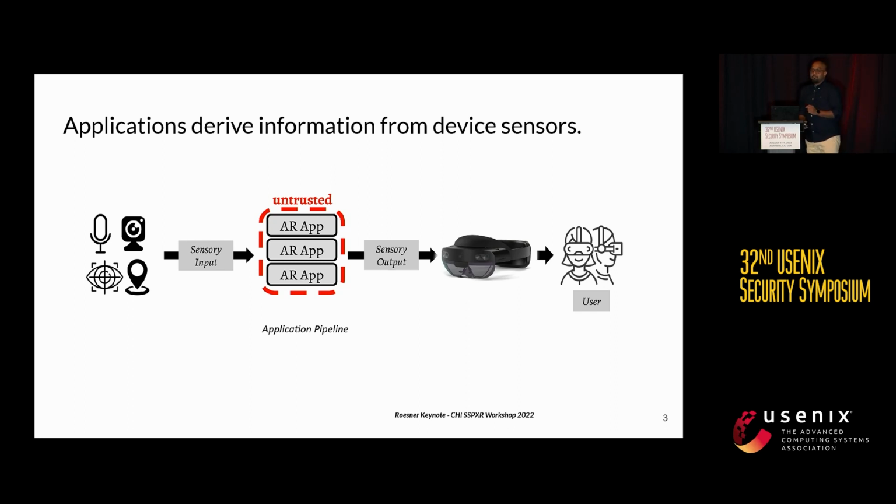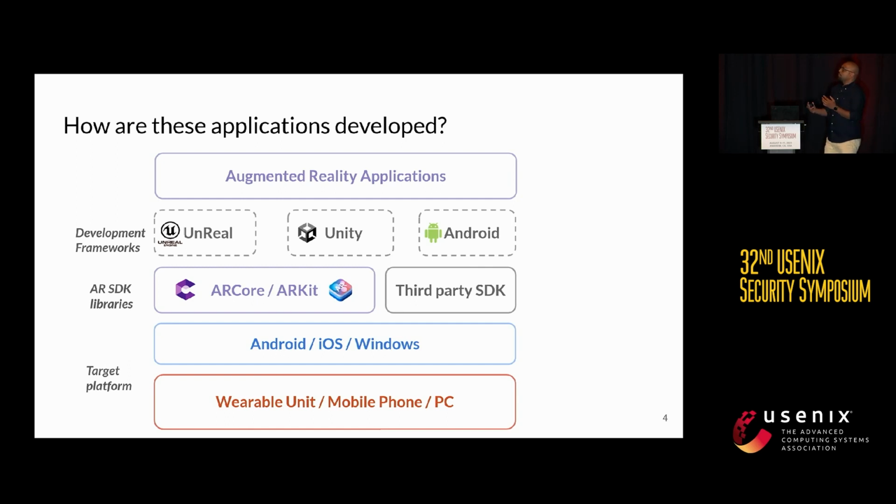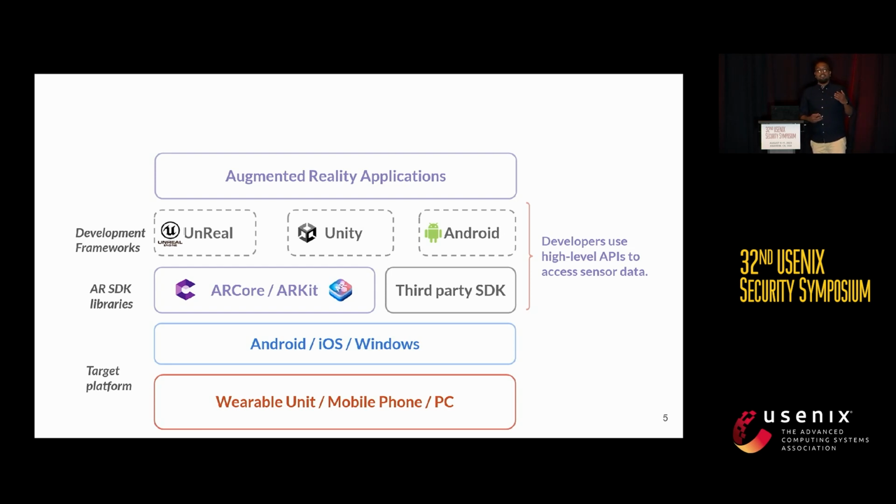So let's look at how these applications are built in the first place. If you are a developer and you want to build an augmented reality or a mixed reality application, you choose one of these development frameworks, like Unity, let's say. Unity depends on some SDK libraries like ARCore from Google or ARKit from Apple to be able to interface with the target system, like Android devices or iOS devices. The benefit that these SDK libraries provide is that they allow developers to use very high-level APIs to extract abstract information, as opposed to reading the sensors directly and processing the information themselves. Since the applications extract high-level functional information, the target sensor access is actually implemented by the Android or the iOS platforms.